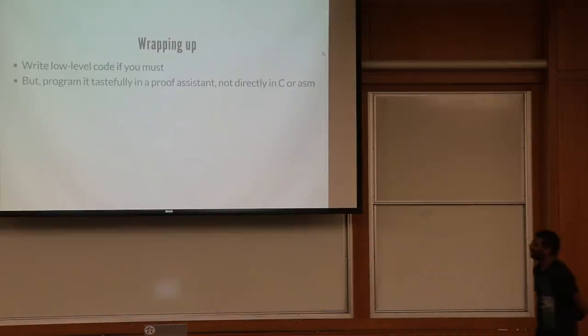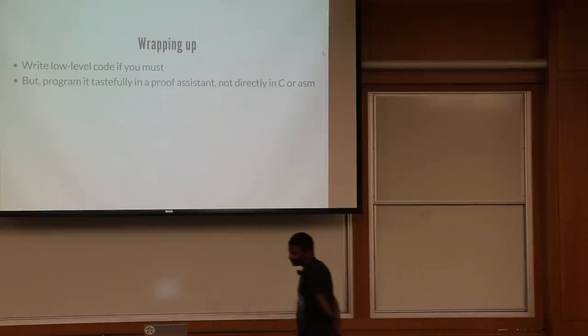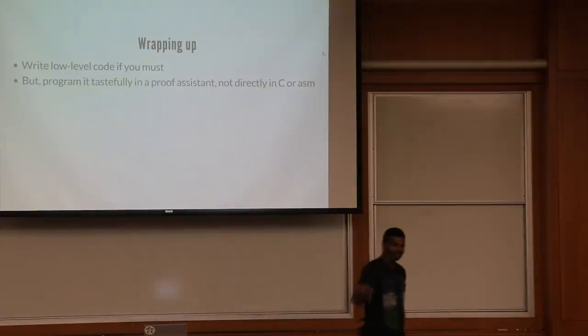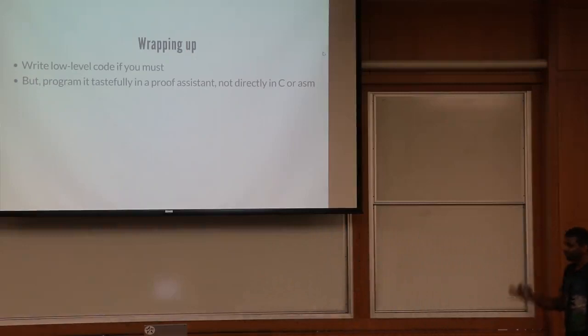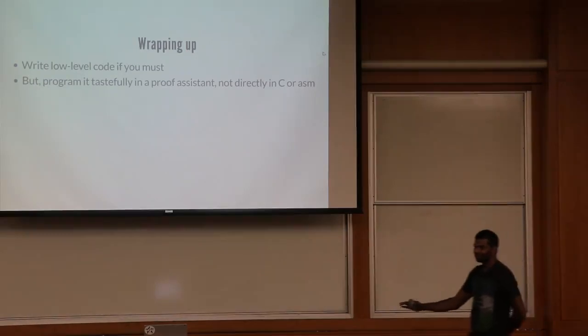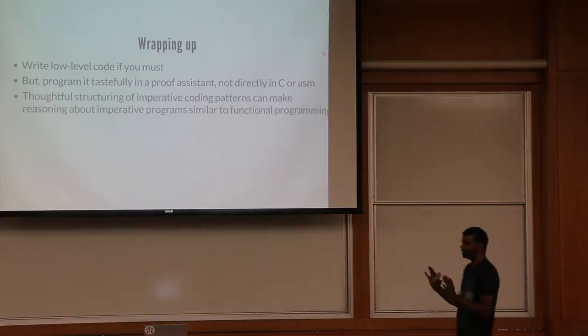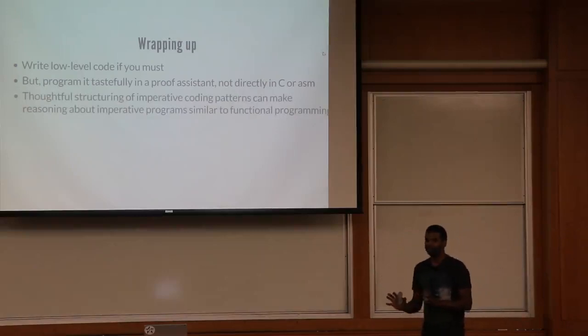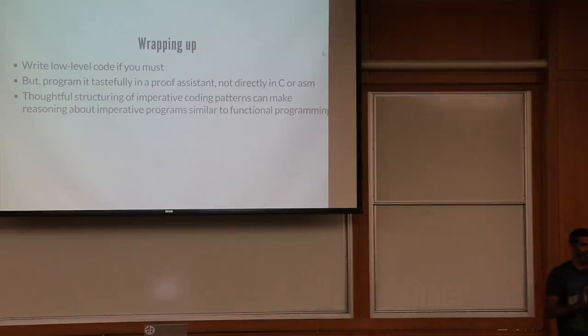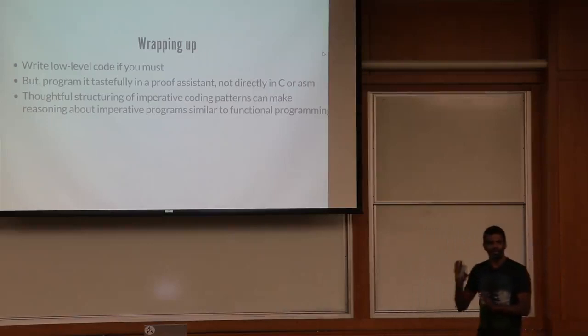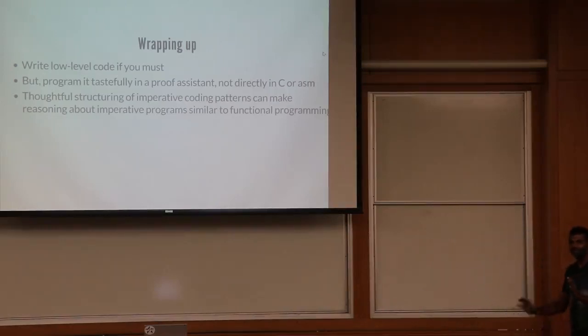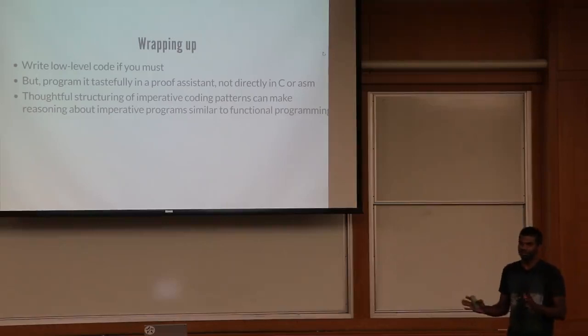So the high-level message: write low-level code if you must, but program it tastefully and in a proof assistant, not directly in C or assembly. And if you do, to make this fly, you need to think carefully about how to structure your imperative code so that verification is pleasant. That's where you put your functional programming hats on and find nice structures, and the proofs can be almost automatic. Sometimes you have to get lucky in some sense.